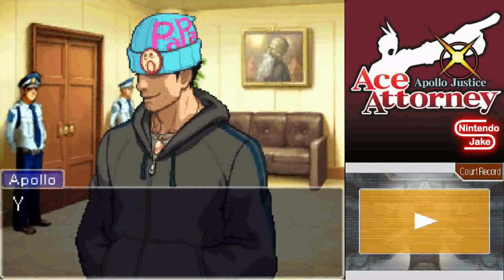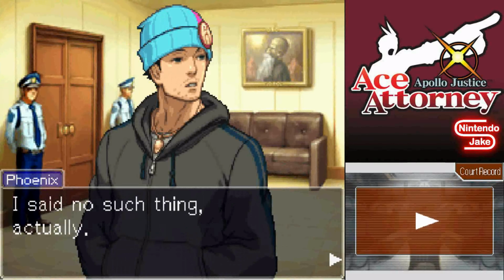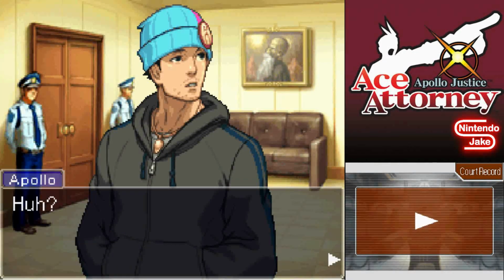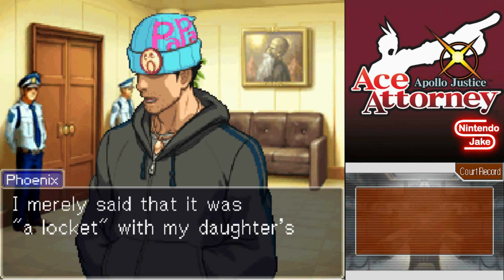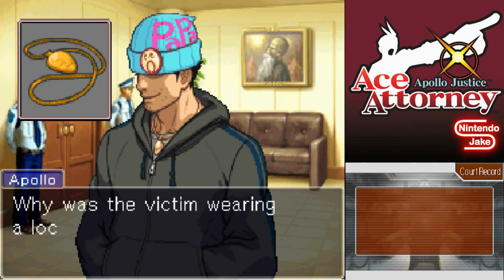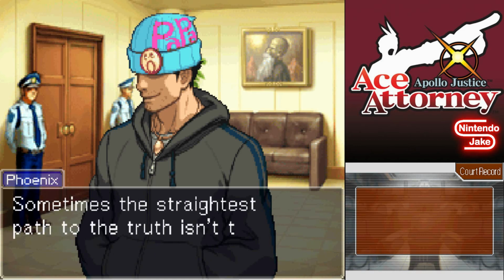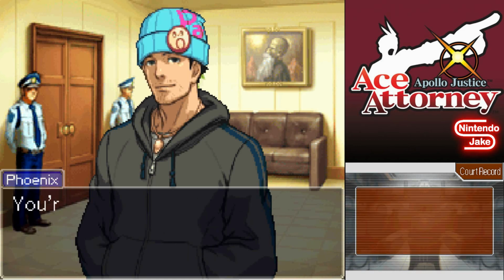Wait, but that's perjury! You testified, you said that locket was yours! I said no such thing, actually. I only said that it was a locket with my daughter's picture inside. Still a distinction, but a distinction nonetheless. And it's the truth. Wait, but then why? Why is the victim wearing a locket with a picture of your daughter inside it? Sometimes the straightest path to the truth isn't the best one. Give it time. You're just getting started with your career.